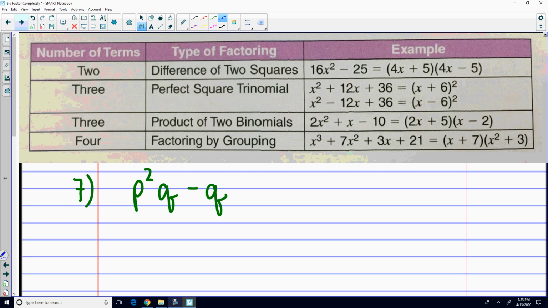Next number, I told you I was going to do 7 next. All right, it's only 2 terms, which means I'm going to have to use the difference of 2 squares. But the first thing I need to do is pull out the first factor it has in common.